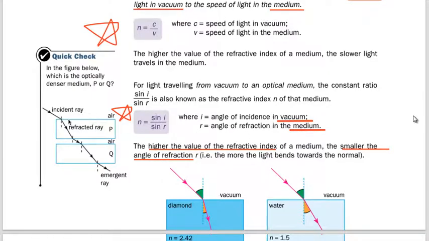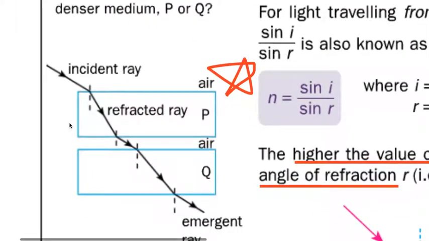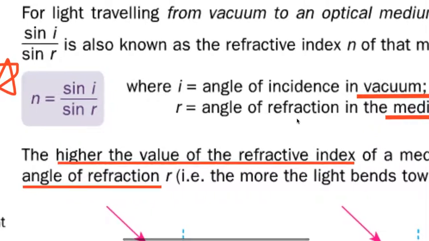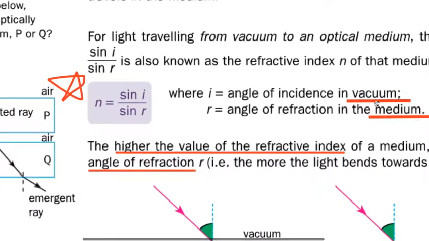For example, if you are talking about air into this, in the figure below, which is the optically denser medium, P or Q? Let's say this is a medium. Let me just zoom it in. If P is the medium, this angle is your i, and this is your r. If I'm looking at the other side, this will be my i and this is my r, because my r is the angle of refraction in the medium, whereas the first one is the angle of incidence in vacuum. Just a point to take note.